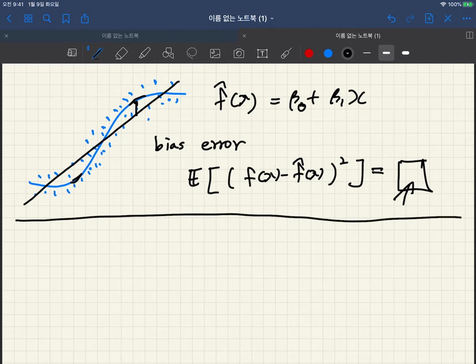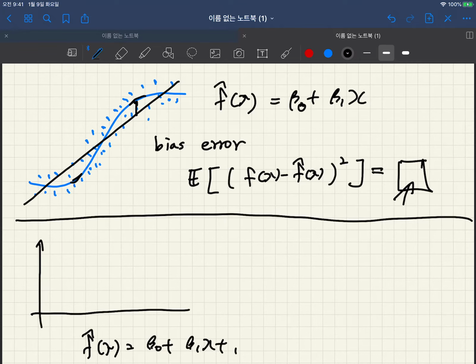Then what is the variance error? Let's consider a very simple example. There is only one single input predictor and one single output predictor, and we have 4 data points for training your model. And let's say your target model f hat x is equal to beta 0 plus beta 1 x plus beta 2 x squared plus beta 3 x cubed.